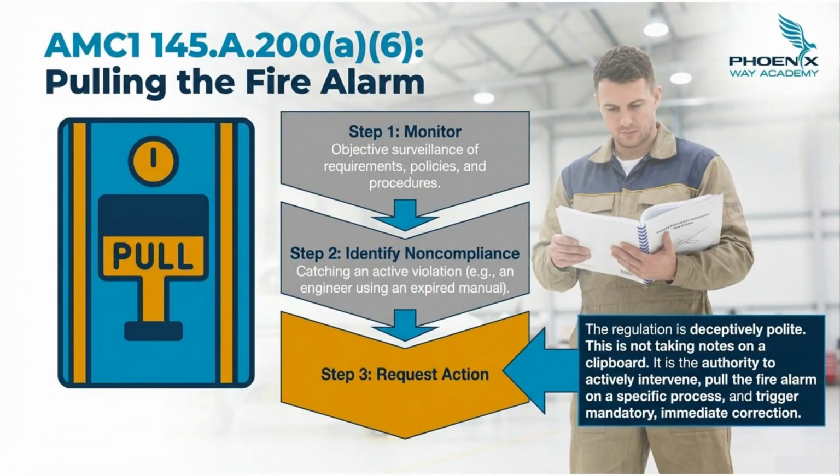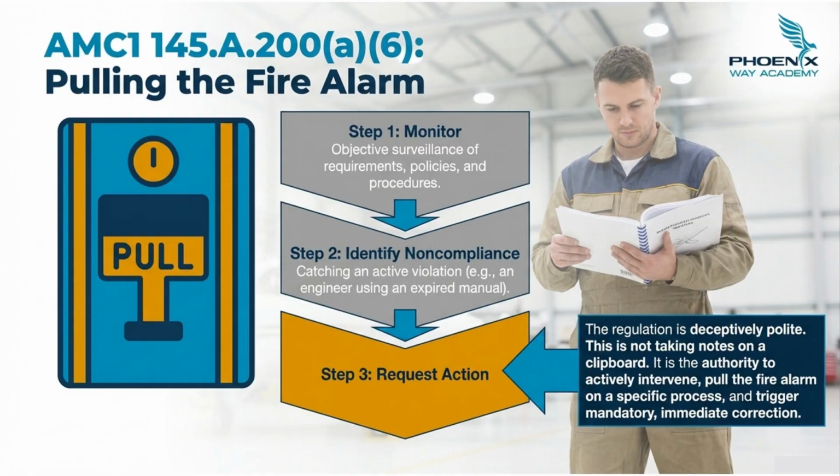Let's start with AMC 145.A.200 subparagraph A.6. Okay. This section covers compliance monitoring general. And Clause A basically states the primary objective is to monitor compliance with requirements, policies, procedures, and crucially, to request action where non-compliances are identified.